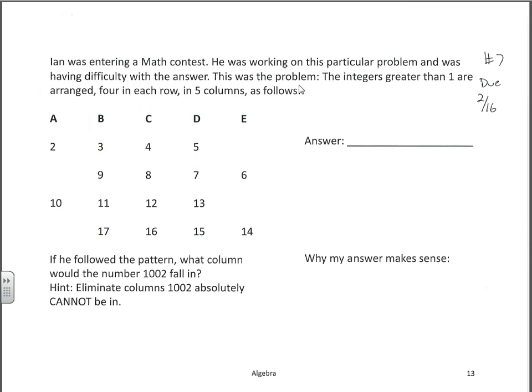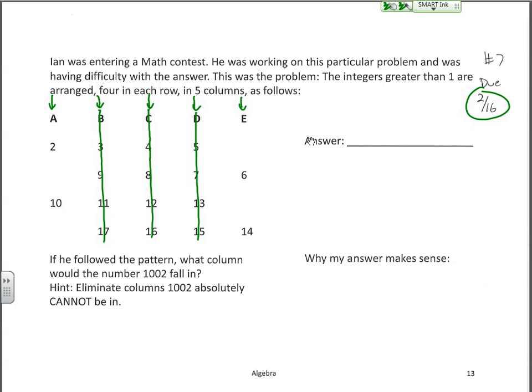All right, we are back in. Okay, so as we were saying, column C only contains multiples of 4. 4 does not go into 1002. Therefore, 1002 cannot be in column C. So really, we're looking at column A or column E.